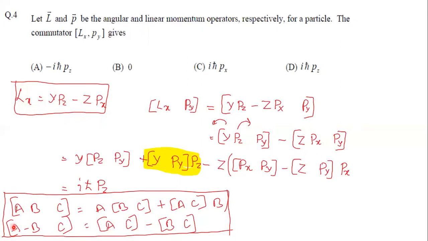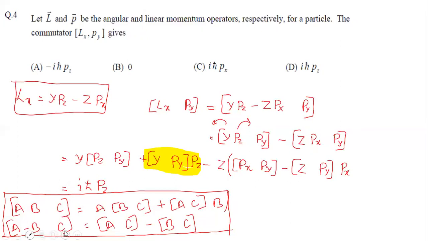Then you should also know these two commutator relationships. If A, B, C are operators, then the commutator of the product of two operators A B with another operator C is written as A times the commutator [B, C] plus the commutator [A, C] times B. From this, we take A onto the left side, leaving the commutator of B with C, then B comes onto the right side, leaving the commutator [A, C] times B. That's how it should be written.